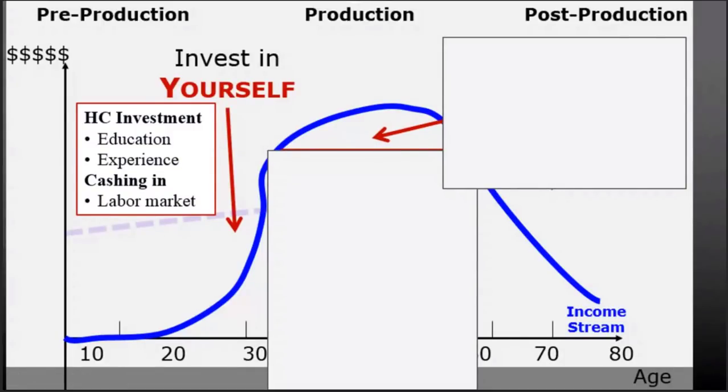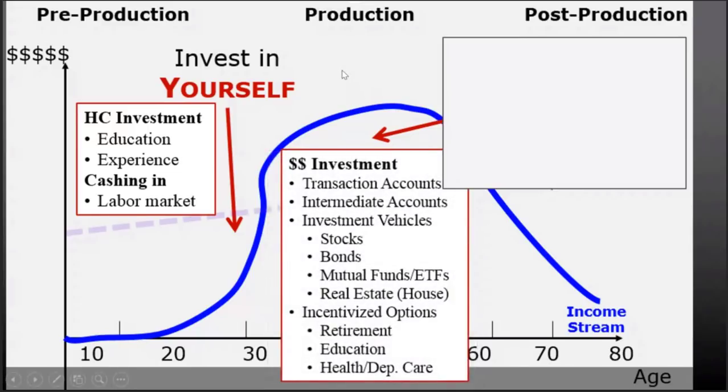Education, experience, you're getting ready to cash in on the labor market. You're trying to get yourself prepared for the production phase. Okay? How about in production? What are we focused on? So in pre-production, we're focused on getting ready to go into the workforce. So in production is when we're actually trying to build our financial investments, right?